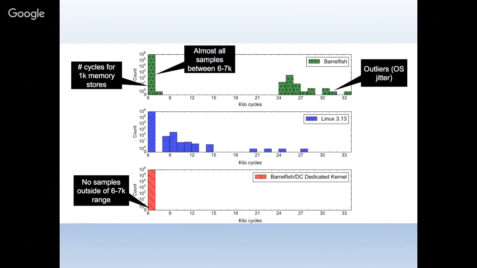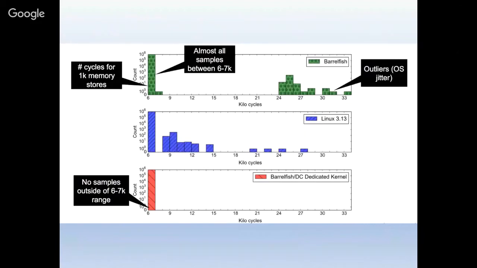This figure shows a histogram of sample cycles where, for all systems, most of the values fall into the 6 to 7,000 range, that is 6-7 cycles latency per iteration. For the Barrelfish dedicated kernel, all the samples are in the 6,000 to 7,000 range. In Linux and Barrelfish, we observe significant outliers that fall outside this range. We conclude that Barrelfish enables the online deployment of a dedicated, simple-to-build OS kernel that eliminates OS jitter.